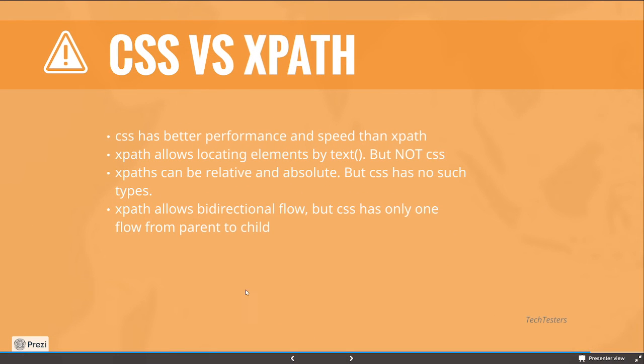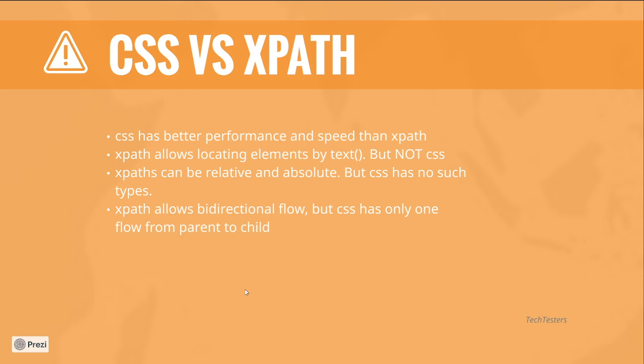There's always an ongoing debate what's better. CSS has better performance and speed than Xpath, but Xpath allows locating elements by text. CSS does not. Xpaths can be relative and absolute, and CSS has no such types. Xpath allows bidirectional flow like parent to child and child to parent, but CSS has only one, parent to child. Talking about all these, to be true, the difference between performance is very micro level. If you're using the correct locators, you should be good. There's not much difference.